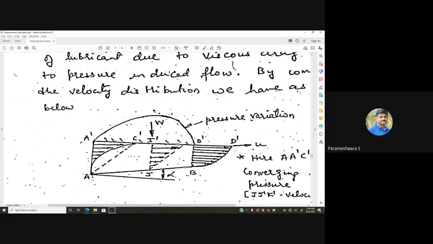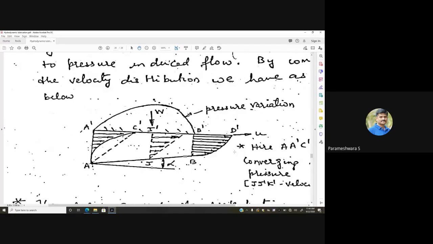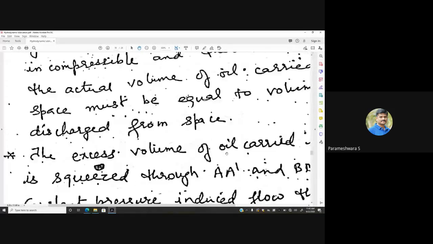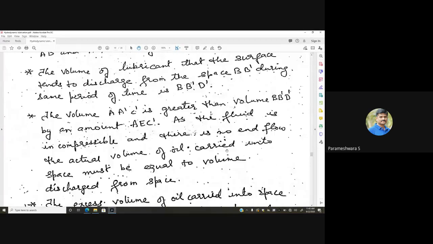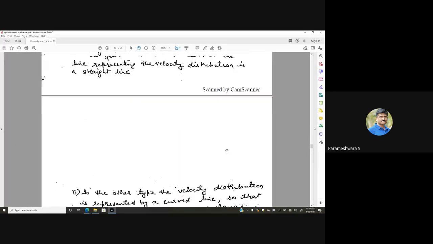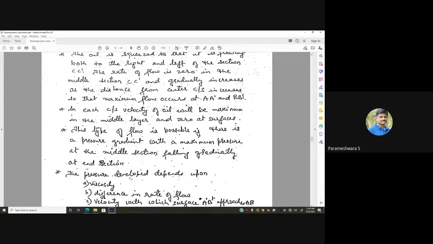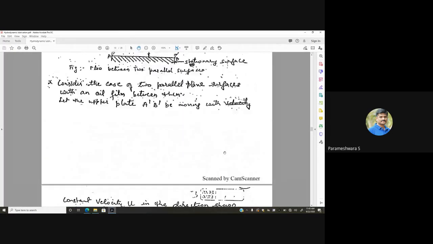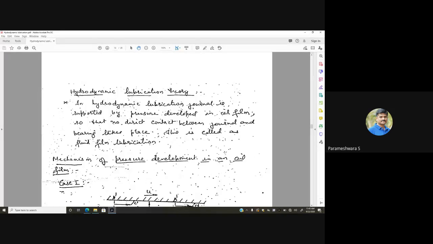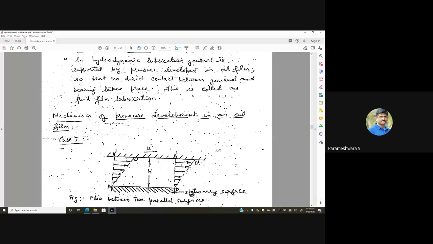Likewise, you have to compare the various cases of pressure and velocity distribution from one case to the other. You may get this question in the examination for 8 to 10 marks. So just draw a neat diagram, a sketch, and compare one case with the other. That's it. Just observe the previous year question papers, where definitely in one year or the other you will be getting this question.